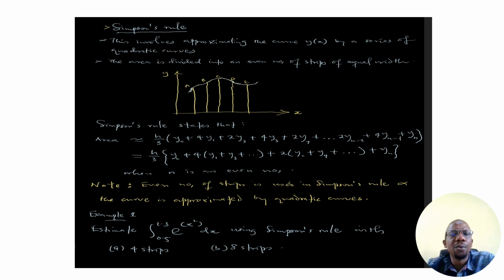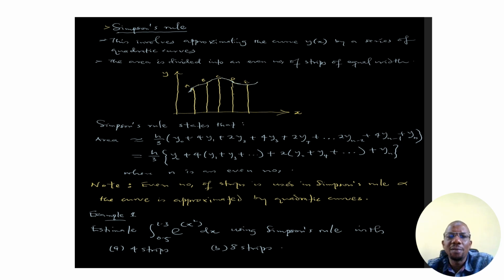Let's quickly go through Simpson's rule as well. Simpson's rule is also a method for solving numerical integration problems, but instead of having the curve divided into strips of particular width, we estimate the curve by a series of quadratic curves. The area under the curve is divided into an even number of strips of equal width.